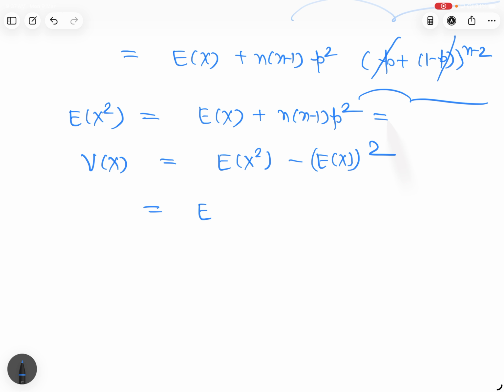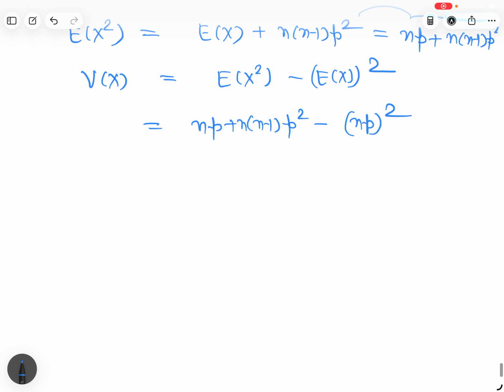Now you can put the value of E of x directly. The value of E of x is np, and n into n minus 1 times p square we got. So we are writing directly: np plus n into n minus 1 p square, minus the square of E of x. What is the value of E of x? np. Now solve it.